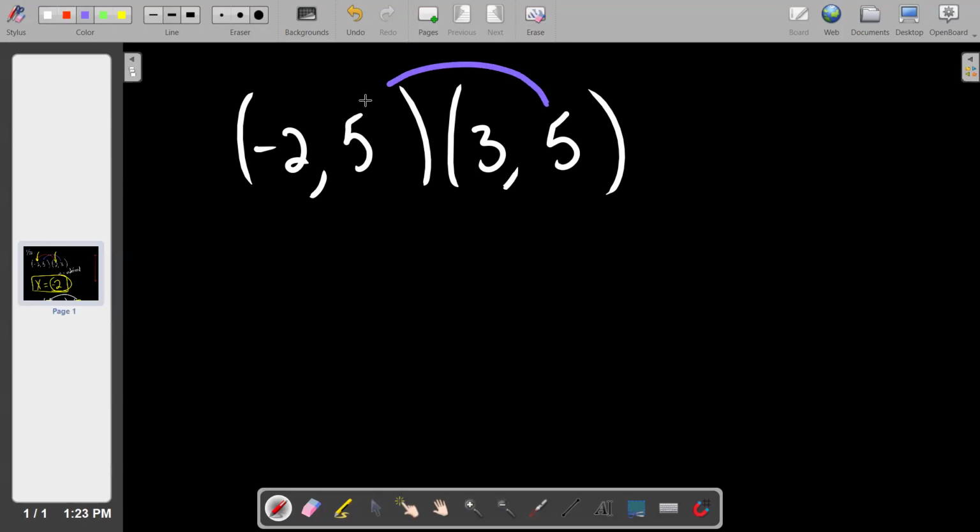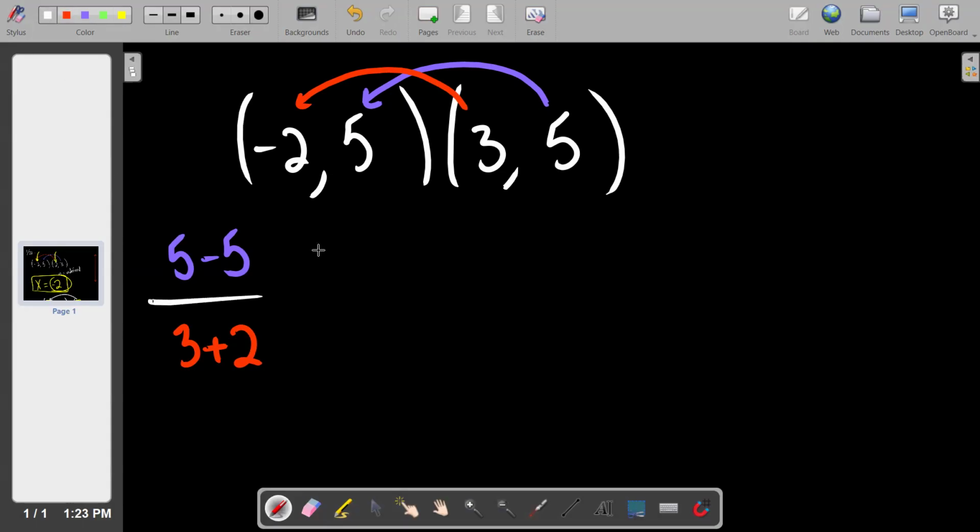So here it goes. On top of my slope goes 5 minus 5. On the bottom of my slope goes what? 3 minus -2, also known as 3 plus 2, right? The red thing is important, but it's just really not what I'm here for. On top of this slope, what do I get? What's 5 minus 5? And what is 0 over anything? What is the slope? And then we make a connection.